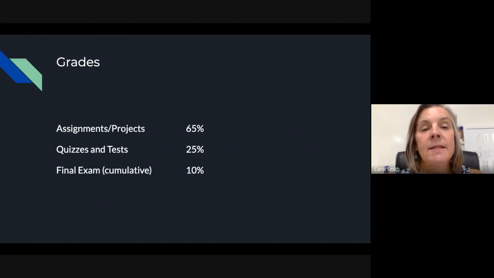The final exam is a cumulative final, and that will be worth 10%. And that will be the case regardless of whether we're hybrid, 100% back, or whether we are still distance learning.